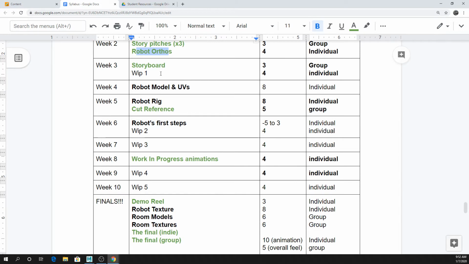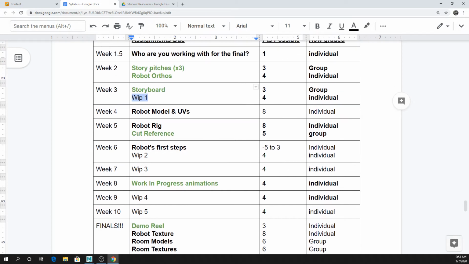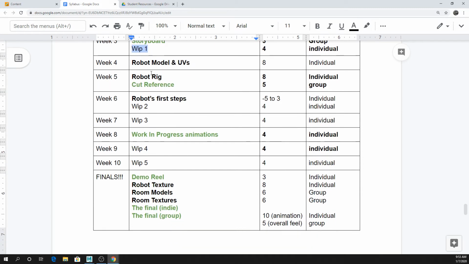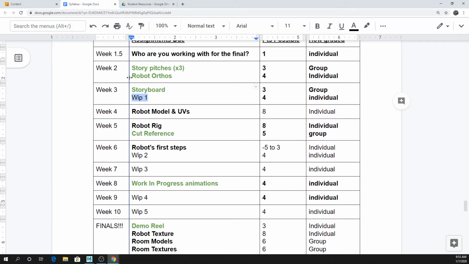So you will notice, starting week 3, I have these little work in progress assignments. That is basically whatever you've been working on, bring that in, and we can take a look at it, show the class, get some feedback on it as you work. The first part of the quarter is pretty heavy on assignments with specific deadlines, like robot model and UVs, I need your rig done by week 5, that kind of thing.